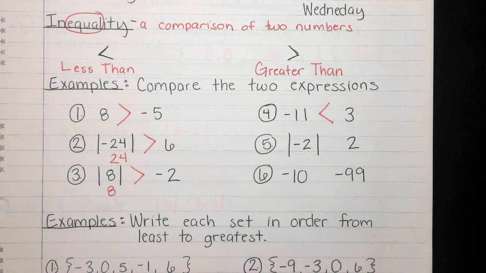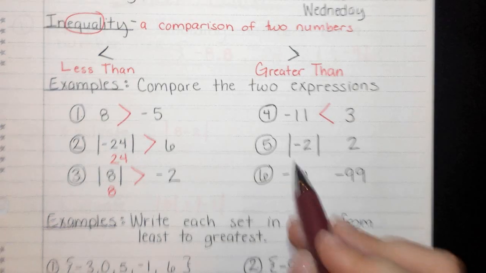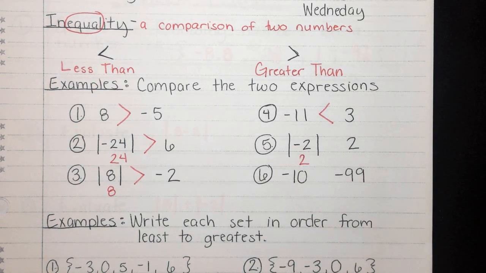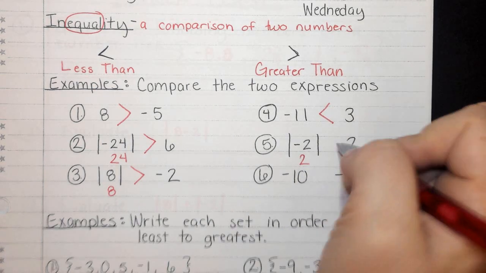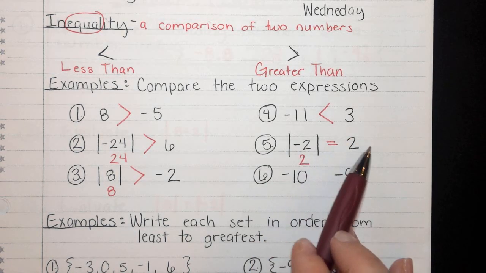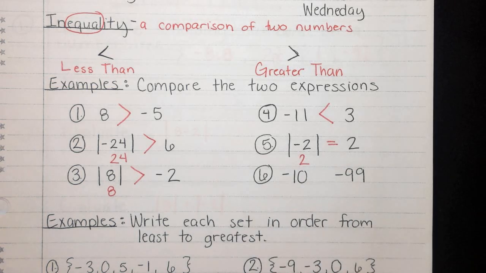What would I need to do on number 5? Number 5. Aiden? Okay, before we do that, what do I need to see? The 2. So the absolute value of negative 2 is 2. And how did you say they compare, Aiden? They are equal. So I would say the absolute value of negative 2 is equal to 2 because we see they match. All right, and then the last one, number 6.